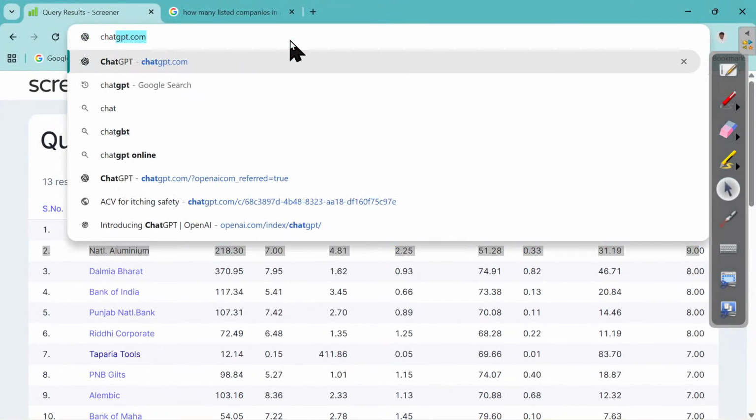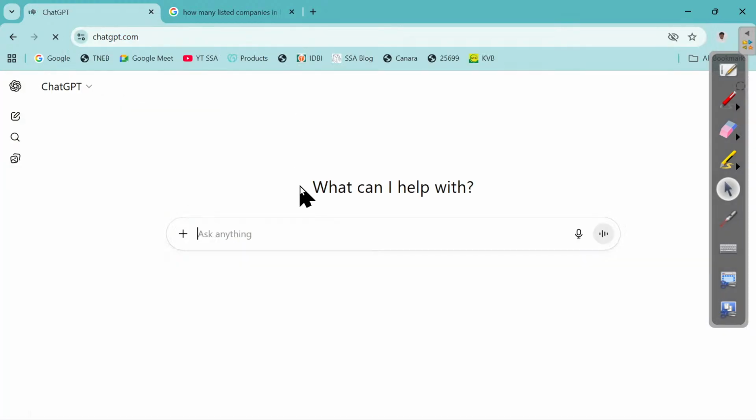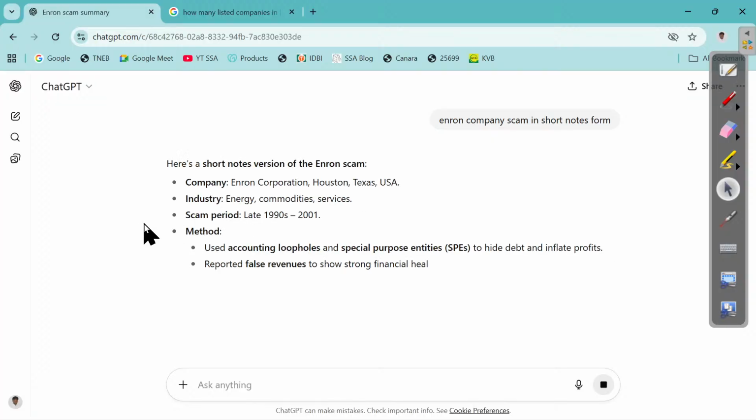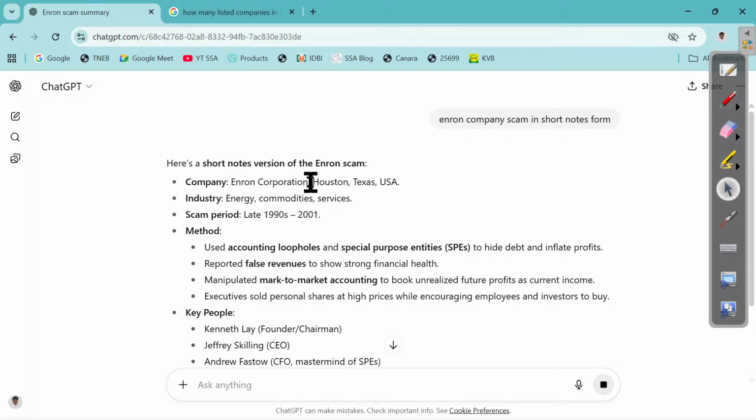Let's ask ChatGPT about the Enron company scam in short notes form. So, another famous case study. Enron Corporation, Houston, Texas, USA. Industry: energy, commodity services.